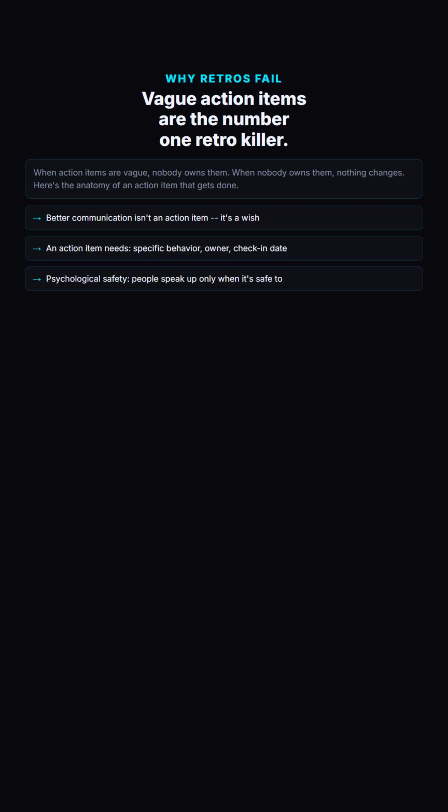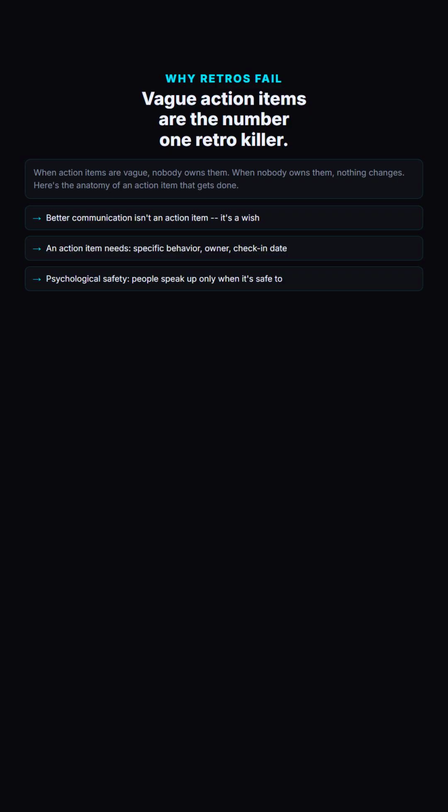The team generates a list of observations. We need better communication between dev and QA. Testing time is always too short. Requirements are often unclear when development starts. The team nods in agreement because these observations are accurate and everyone knows it. Someone writes them down. And then nothing changes, because nobody is specific about what better communication actually looks like, who is responsible for doing something different, or how the team will know if anything has improved.